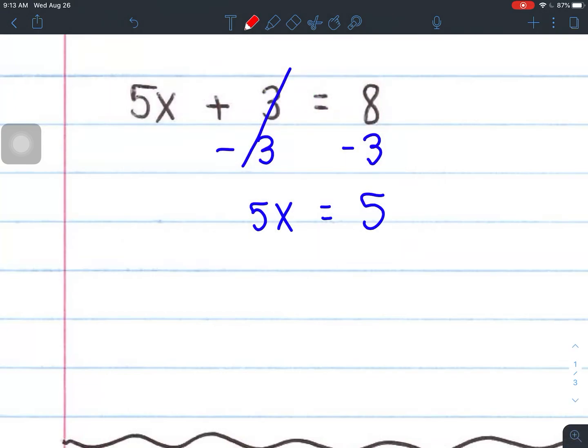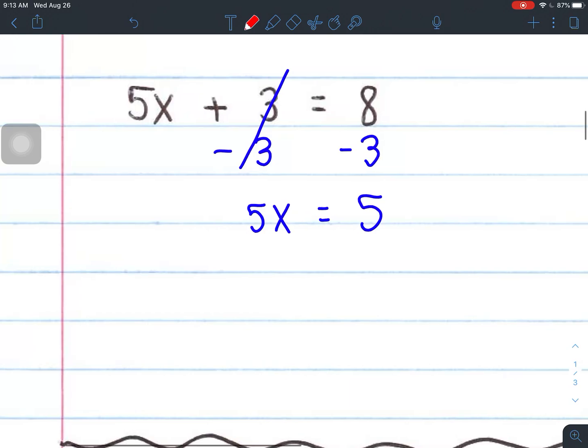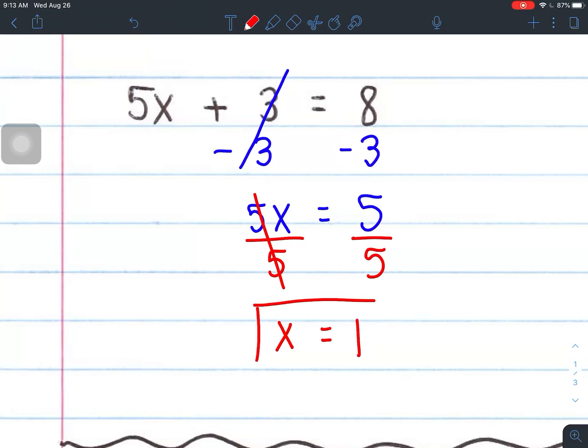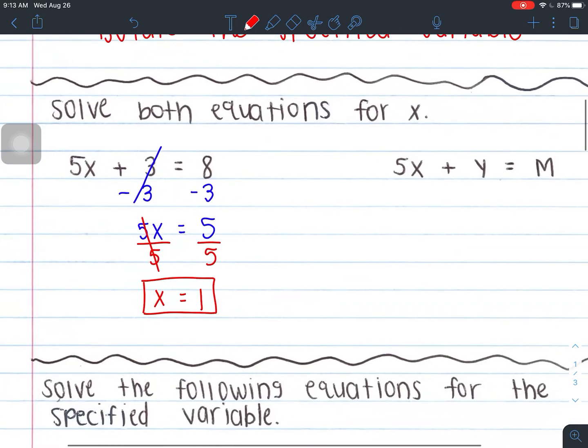My next step here would be to get rid of the 5 in front of the x that's attached to it. Because they're connected by the operation of multiplication, I'm going to do the opposite and divide. 5 divided by 5 over here gives me 1, so I just have 1x. And then 5 divided by 5 is 1 here. So the solution to my equation here is x equals 1. I get a solid whole number as my solution.